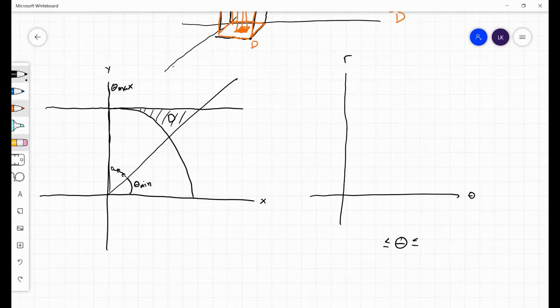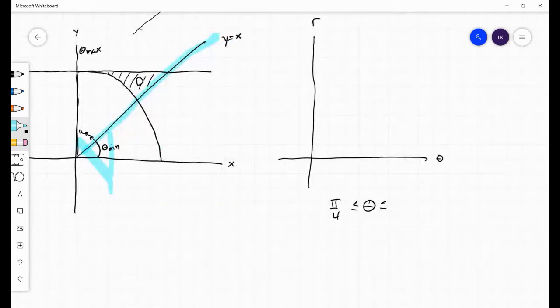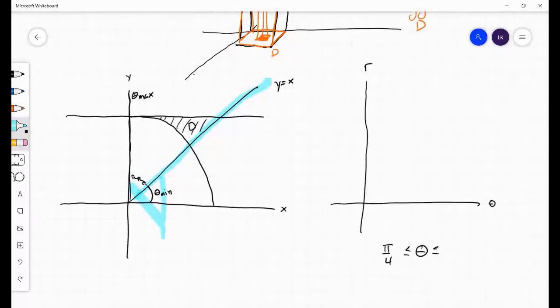So when we're on this slanted line, y equals x, what is the value of theta? Yeah, very good. So pi over 4 is the starting value of theta. And then theta increases until theta gets to pi over 2. And that ensures that in terms of theta, we're covering our region D.